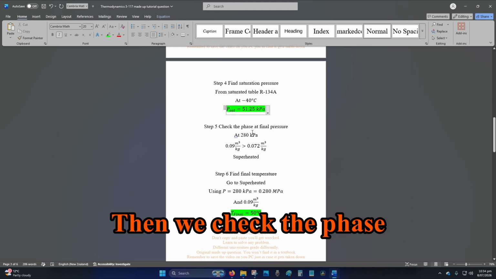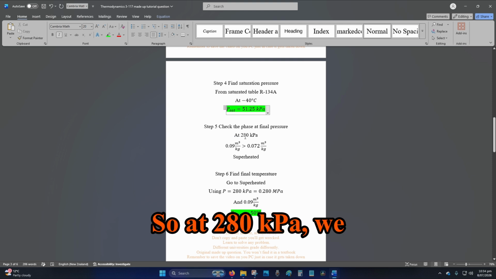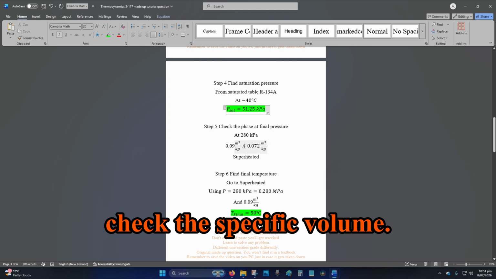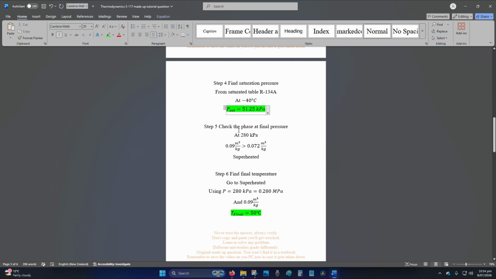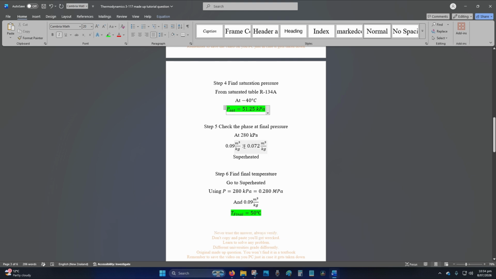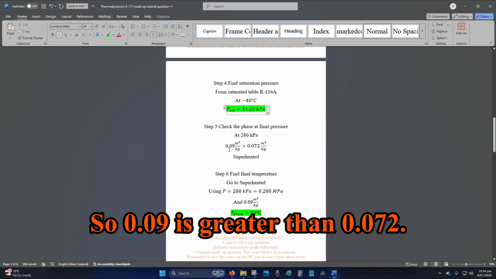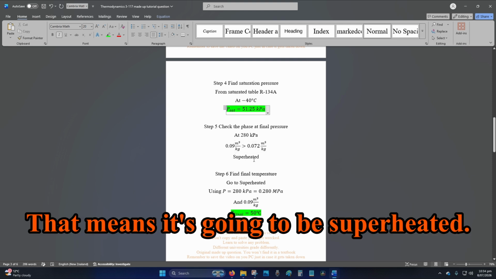Then we check the phase at the final pressure. So at 280 kPa, we check the specific volume. We get the specific volume by dividing the volume by the mass, which is 1 kilogram. So 0.09 is greater than 0.072. So it's greater than the saturated vapor. That means it's going to be superheated.